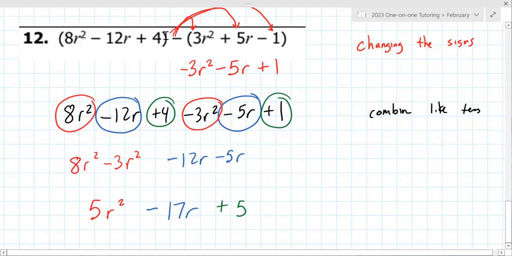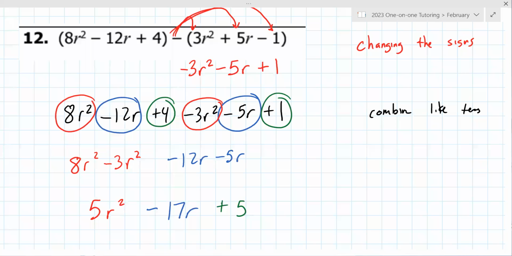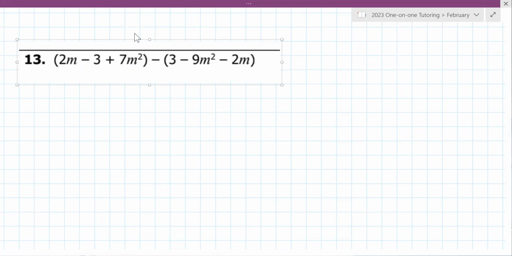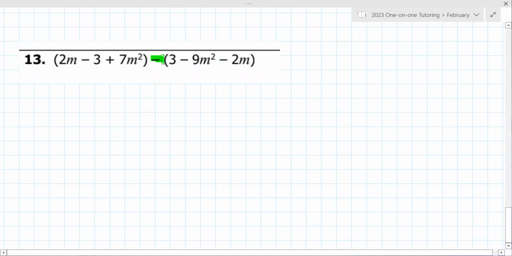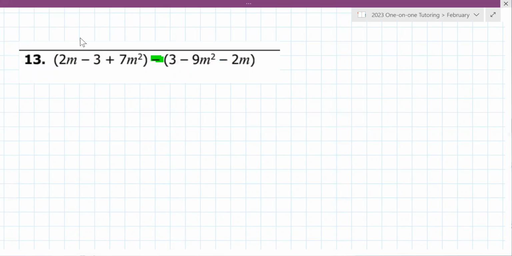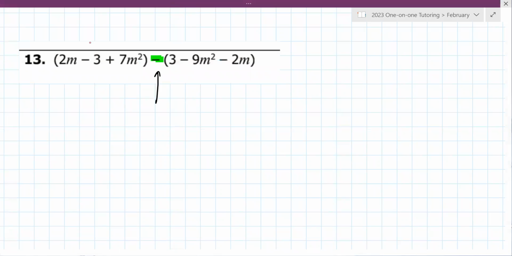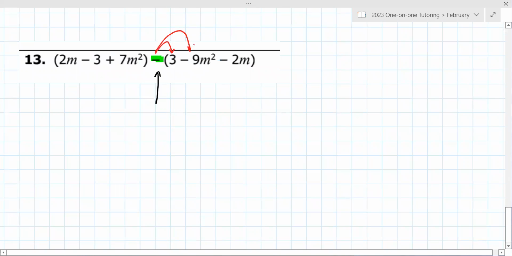Okay, so let's look at another one here. Let's look at 13. It's really similar, just different numbers. Same steps though. Again, you've got this negative right out in front here. So you're going to distribute that to everything inside, to the 3, to the negative 9m squared, to the negative 2m. You're going to change the signs.